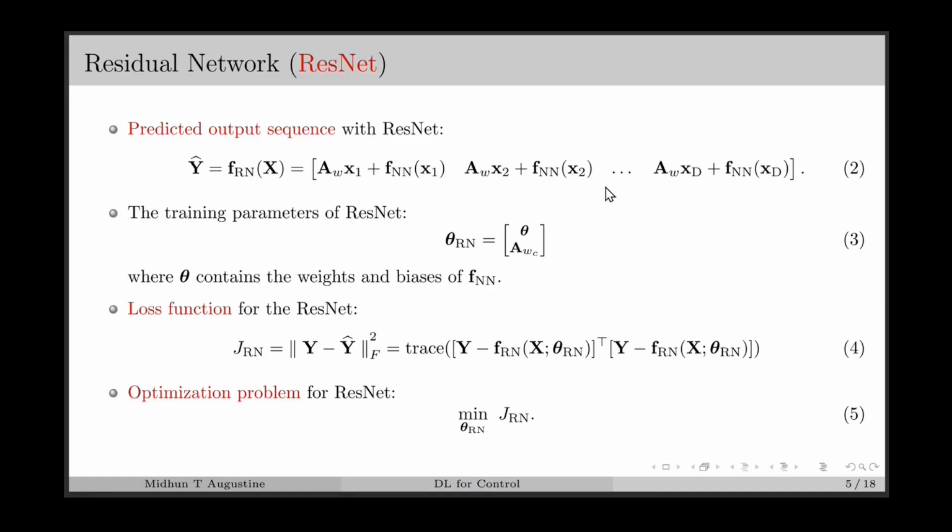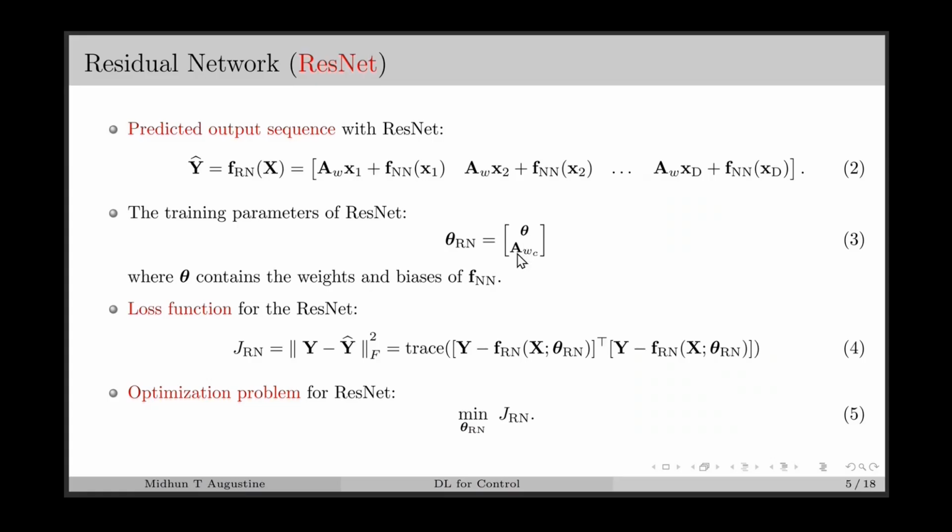Now the predicted output sequence with the ResNet can be represented as in equation 2, where we have D output samples predicted using the ResNet function. And the training parameters of ResNet can be represented as in equation 3, which consists of the parameters of the neural network part, which is denoted by theta, and the weighting matrix of the skip connection, which can be represented as a column vector, which is denoted by AWC.